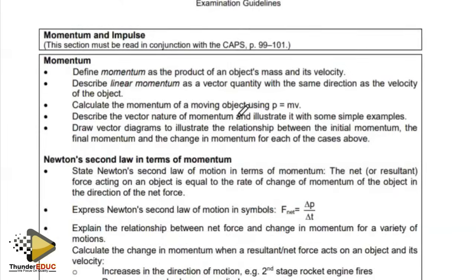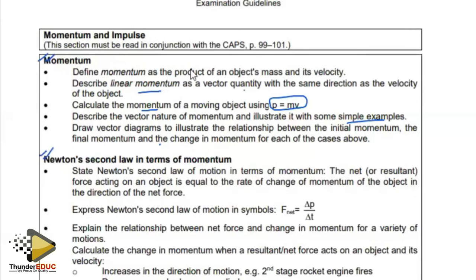The next, still under mechanics, we need to look at momentum and impulse. How do we define momentum? How do we describe linear momentum as a vector quantity with the same direction? How do we calculate the momentum of a moving object? There is the formula, and we also have such formulas on the formula page at the back. How do you describe the vector nature of momentum and then illustrate this with examples, draw the vector diagrams, and so on and so forth?